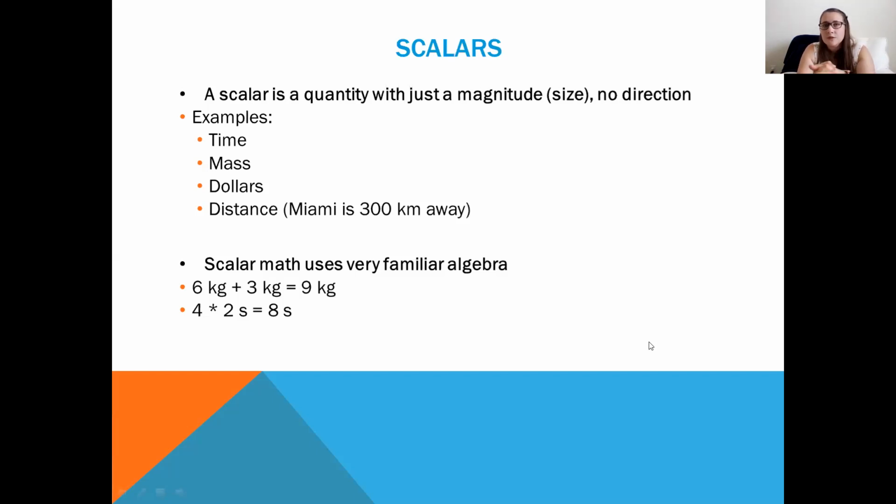So when we're dealing with scalar quantities, the math is pretty simple. It uses really familiar algebra. So you can see there I have a couple of examples. 6 kilograms plus 3 kilograms equals 9 kilograms. Simple, right? 4 times 2 seconds is 8 seconds. Easy enough. Easy peasy.